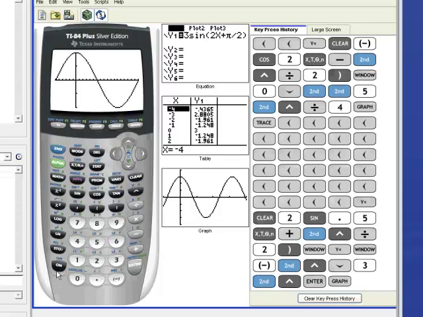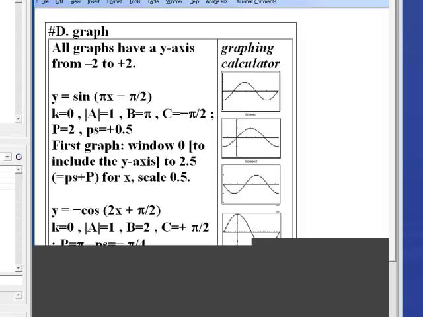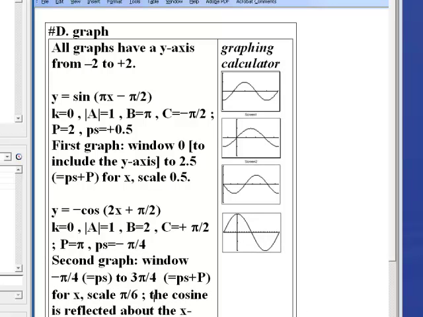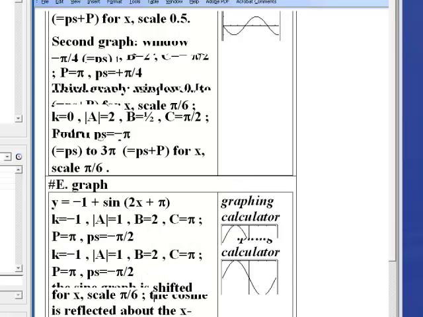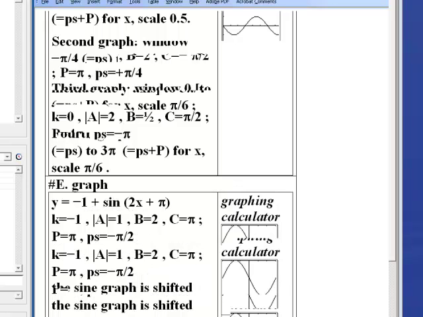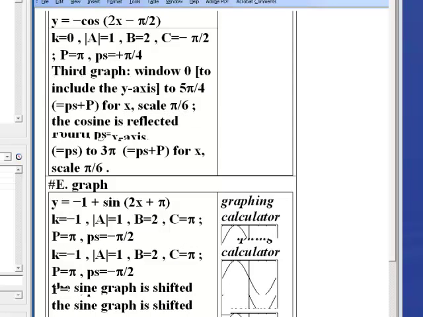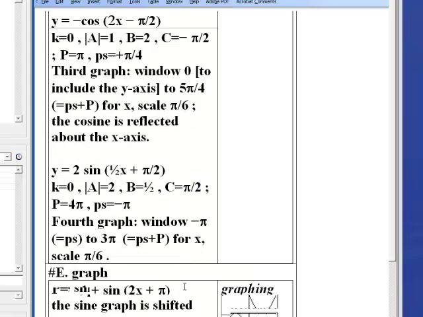Let's go to the next, and I believe last problem. Okay, so this is what we graphed here all the way through. This was the last two, I guess, that I did on a graphing calculator. So let's do the last problem here.